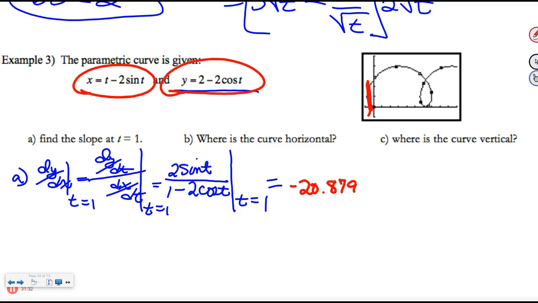So if you enter them in, you don't even have to mess with the window or anything, I don't think. If you do second and then the trace, or if you go to the calc, there's a dy dx option. There's no second derivative option, but it'll actually do a numerical first derivative. Go give it a whirl. It just needs you to enter t equals 1 in.